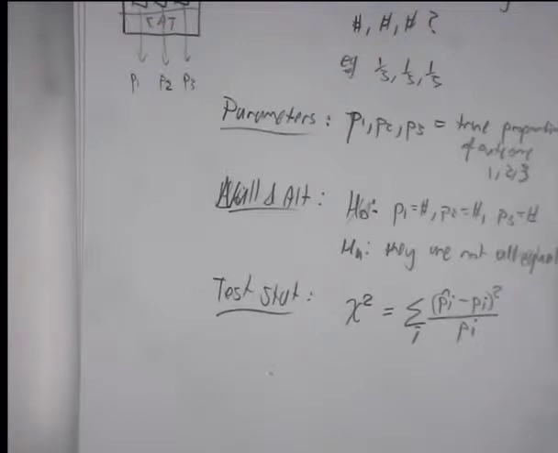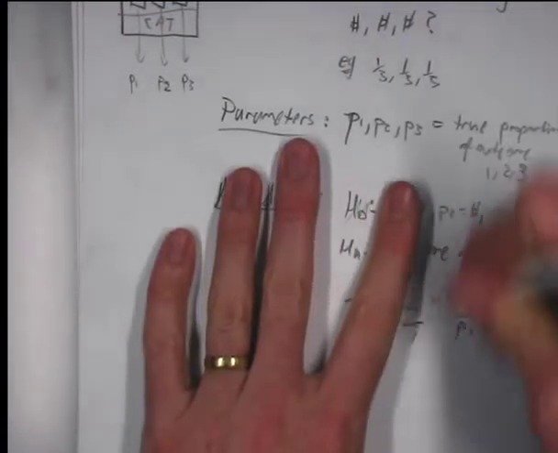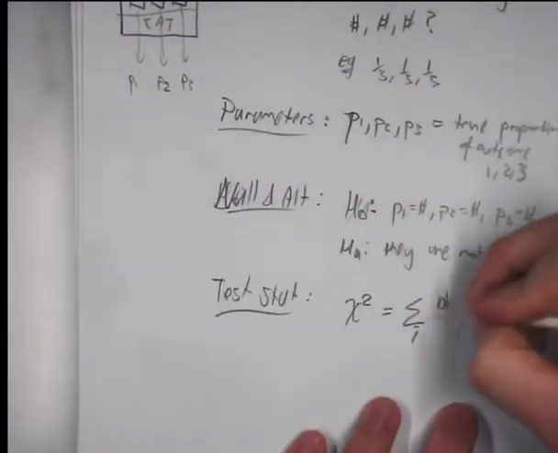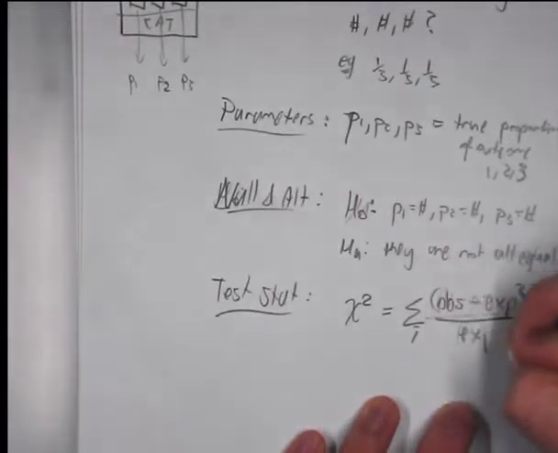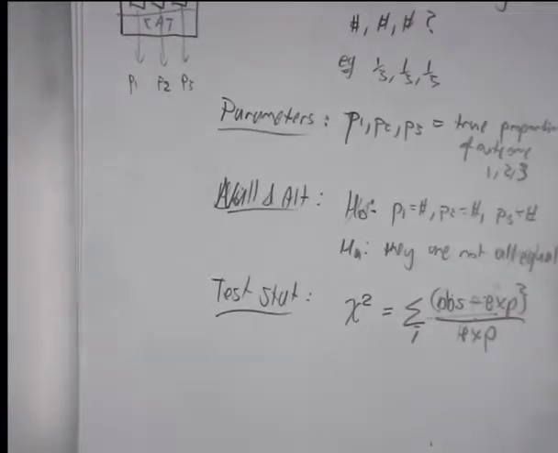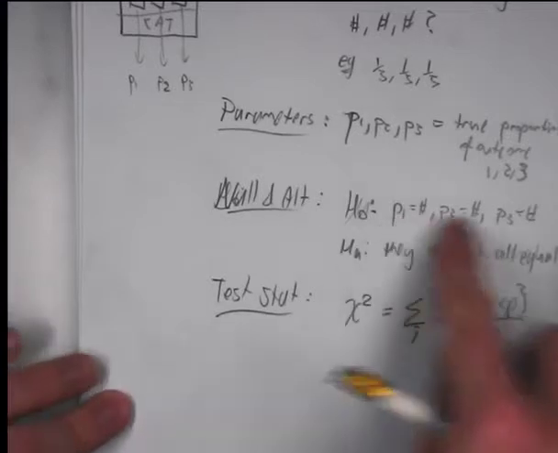Okay? And so we could actually write it like this if we like. Observed minus expected squared divided by expected. And that's perfectly reasonable. Okay? So these are the expected ones in the null hypothesis.